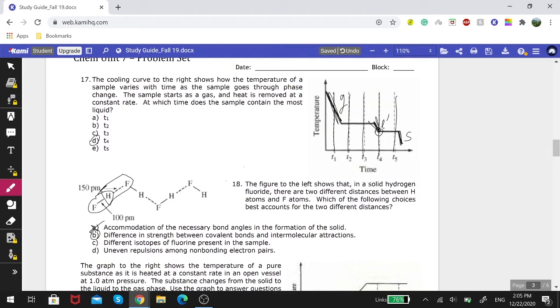Different isotopes. We did not talk about that. There are not any isotopes in this, so that's wrong. Uneven repulsions among the non-bonding electron pairs. That is also wrong. So our answer is B.